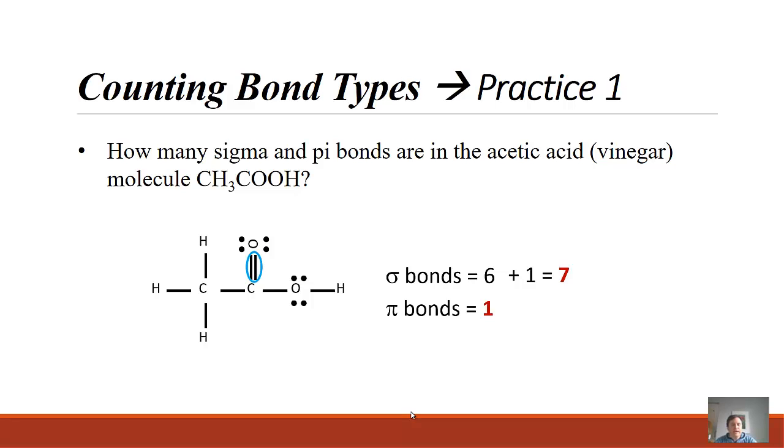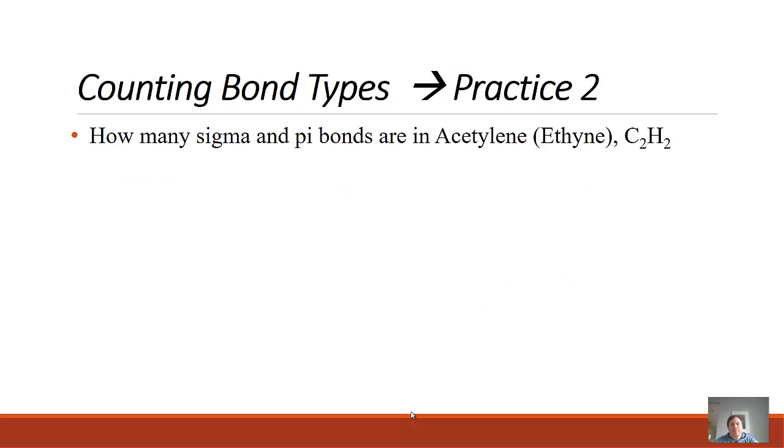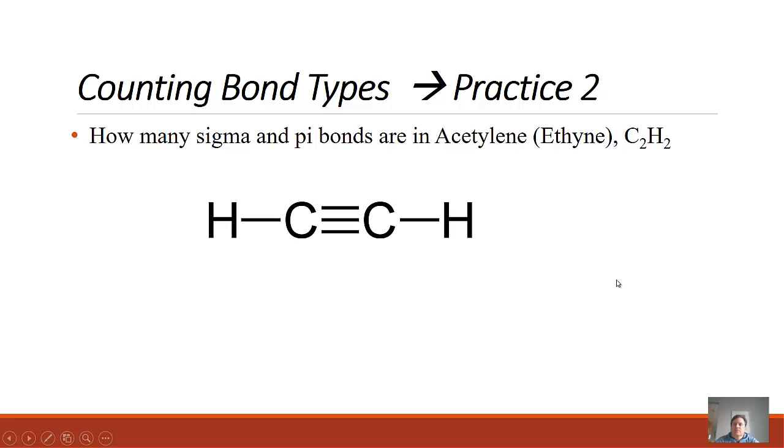And they'll often ask you a question like this on the AP exam. Let's try one more together. How many sigma and pi bonds are in ethane? If we look at ethane, we got 2 carbons and hydrogen. The carbons are going to be connected together, and the hydrogens are going to come off the carbons. It looks something like this.